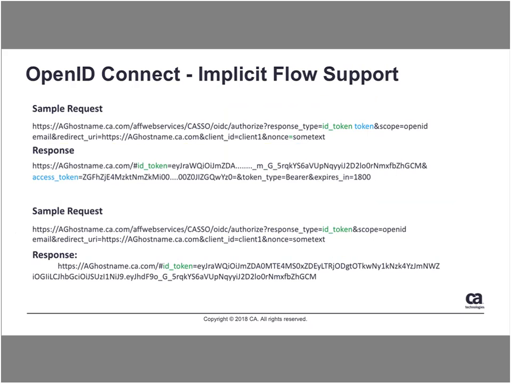In the second sample request, the response type is ID token. That means it is not expecting the access token from the OIDC provider. In such cases, the single page application can use the ID token to authenticate the user, to give access to that specific user on the resources.